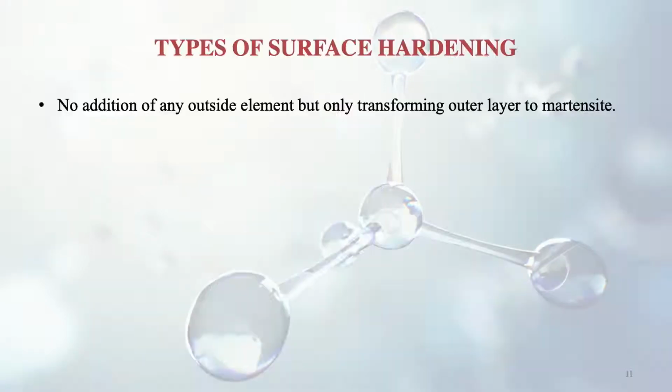There are different kinds of surface hardening, so we discuss them here. In the first one, no addition of any outside element takes place, and only transformation of the outer layer to martensite takes place. Like we just discussed, carbon and nitrogen are added in the other case, but this will not happen in the first case. In the first case, only the transformation of the outer layer to martensite will happen, with no addition of carbon or nitrogen.